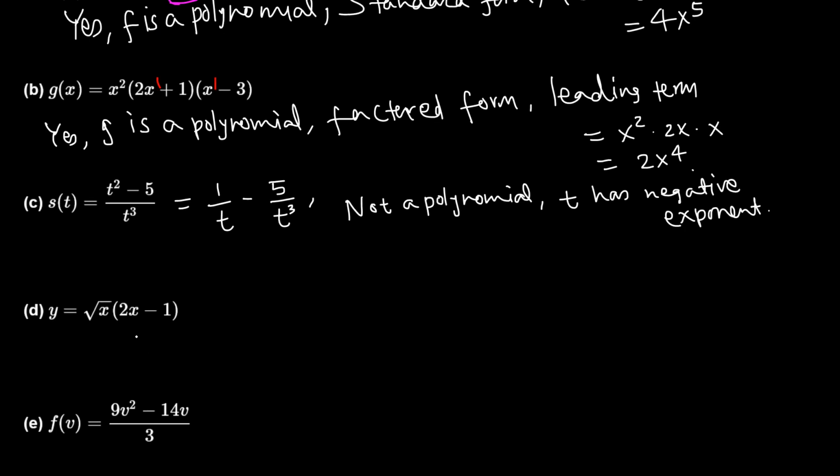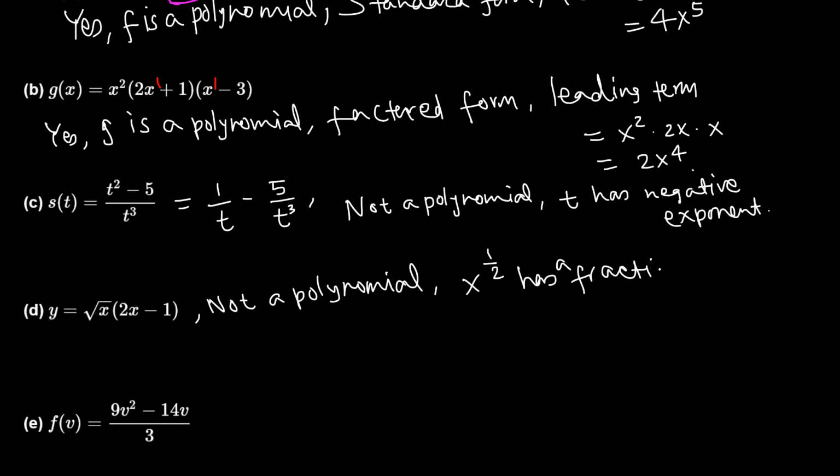Now here we got root x times 2x minus 1. Root x is x raised to 1/2. So fractional exponent. So not a polynomial, because this x raised to 1/2 has a fractional exponent. We can only have whole number exponents.